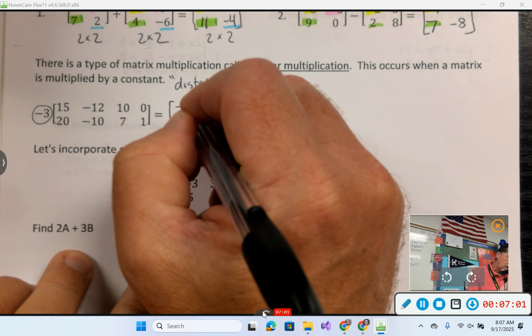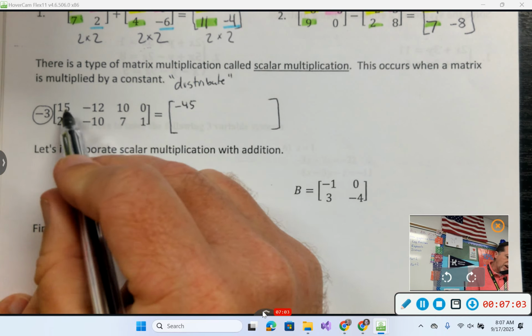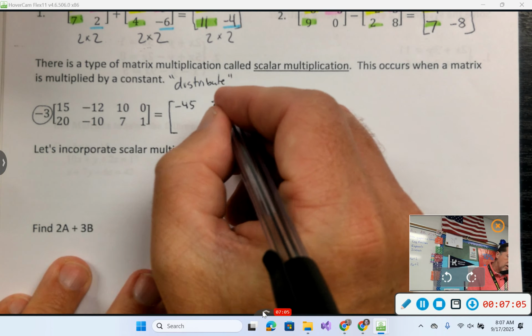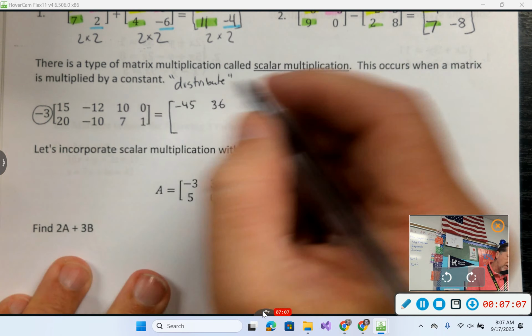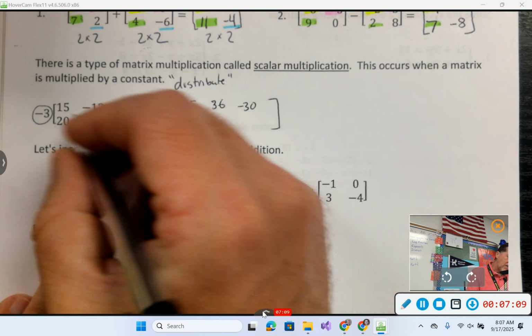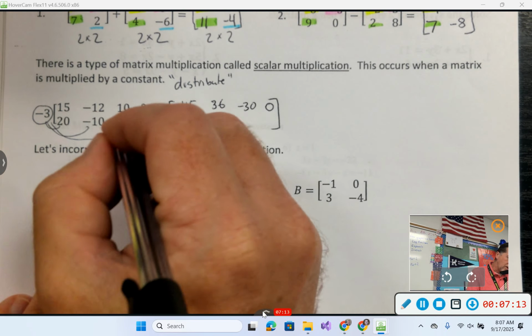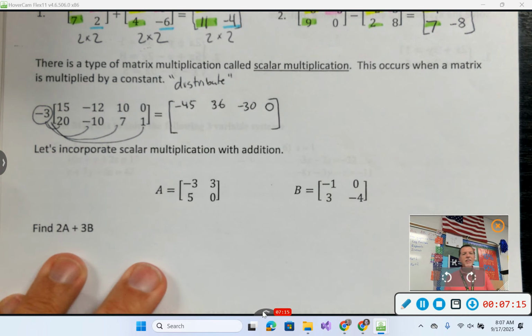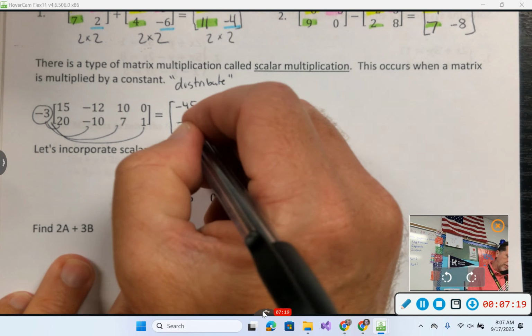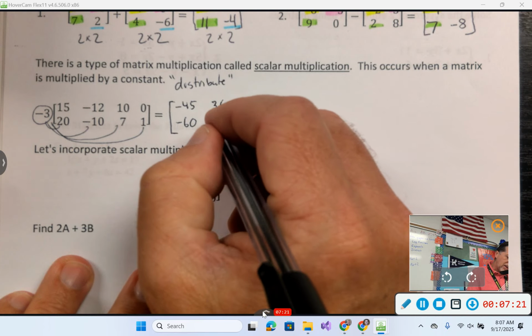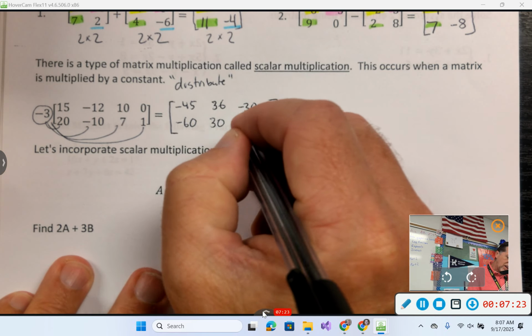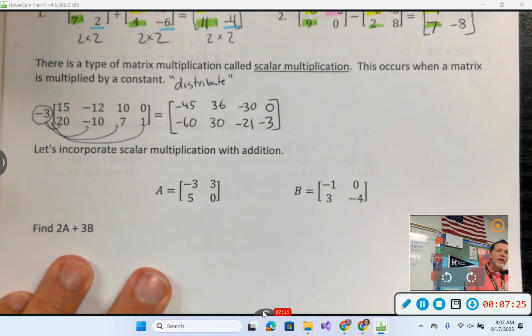So, no highlighters needed here. -45, 36, -30, 0. Just be careful. People draw lines for the distribution, which gets a little overkill. -60, 30, -21, -3.